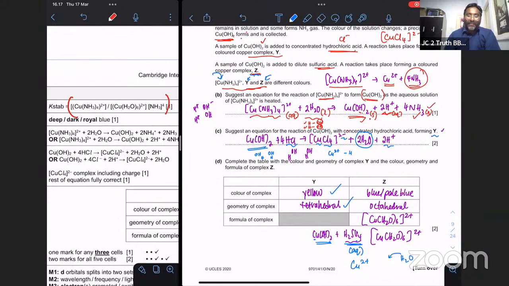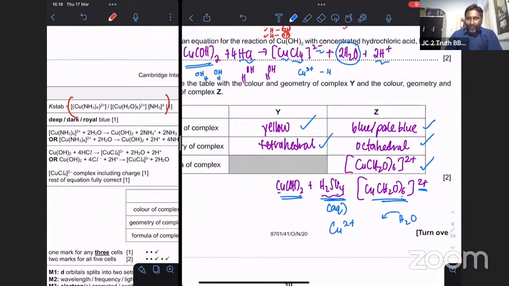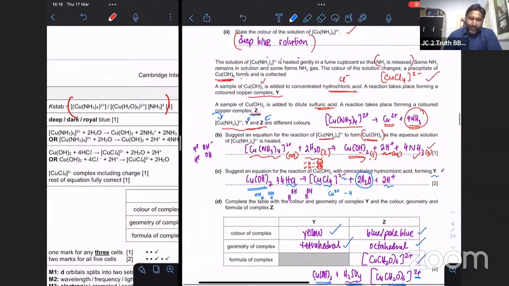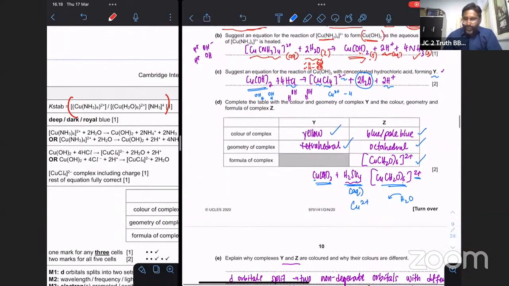The complex that we are going to talk about is Cu(H2O)6 2+, and this is going to be the pale blue solution, or you can say blue solution. You can see 6 coordination numbers, so it's going to be octahedral. You can write down this. This is maybe slightly difficult, maybe something that is not always what we do, but it's something that you need to also learn.